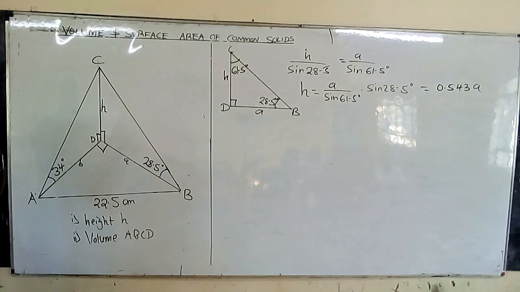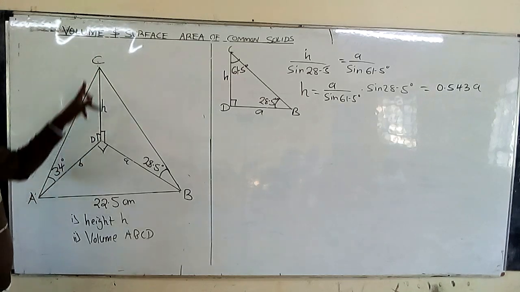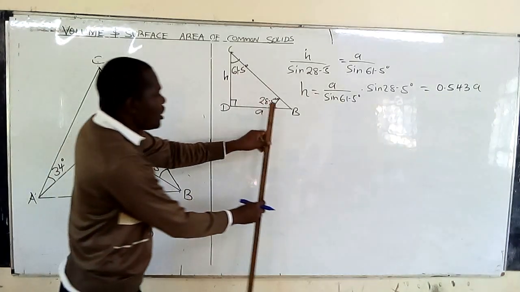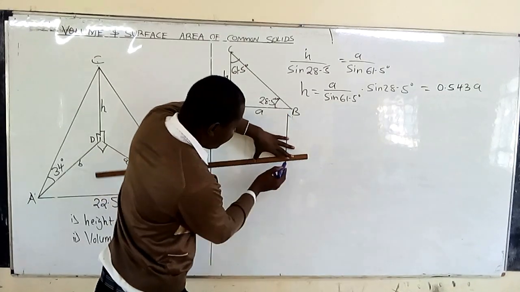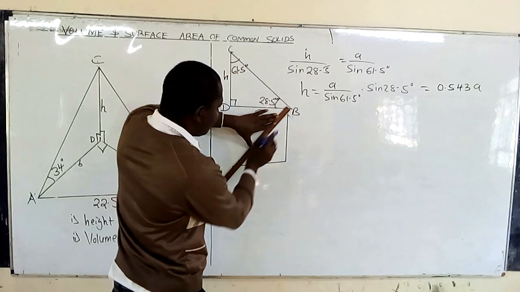Again, that is equation 1. You go to equation 2. We take this triangle ACD. When you extract this triangle ACD, it is like this.